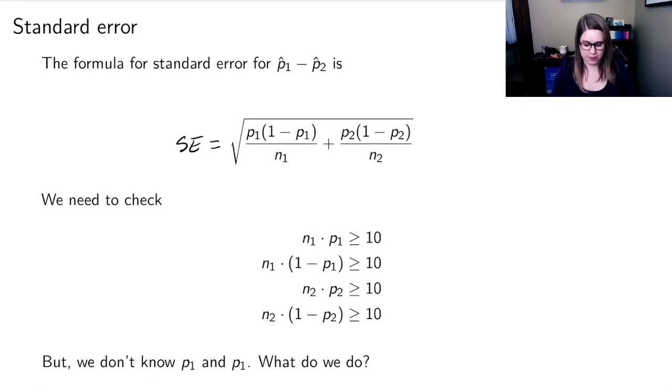And we're going to need to check a bunch of conditions. It's basically the same conditions that we checked for inference for one proportion, but we just have a lot more things going on. So I need to check n1 times p1 greater than or equal to 10, n1 times 1 minus p1 greater than or equal to 10, and the same thing with n2. n2 p2 and n2 times 1 minus p2. All of those things need to be greater than or equal to 10. And then the issue, which I think we had with one proportion as well, is we don't know p1 and p2, so what do we do? And that'll be in the next section.